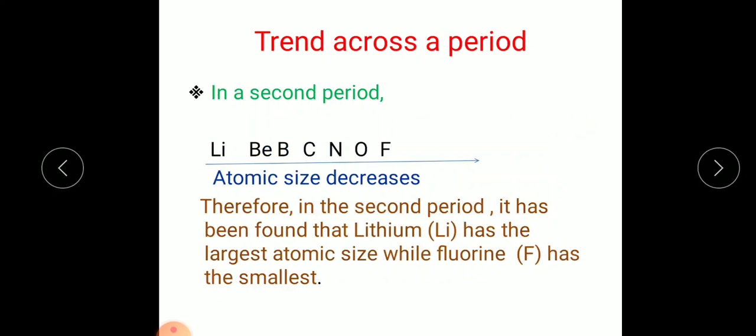Say for example, we'll try to understand with an example in the second period. In the second period we have these elements: lithium, beryllium, boron, carbon, nitrogen, oxygen, fluorine. When you move from left to right, the atomic size decreases. That means this will have a bigger size and this will be the smallest one. Therefore, in the second period, lithium Li has the largest atomic size, while fluorine F has the smallest. As I explained, that is the reason.